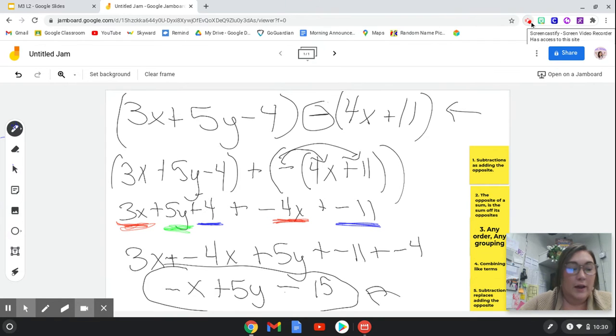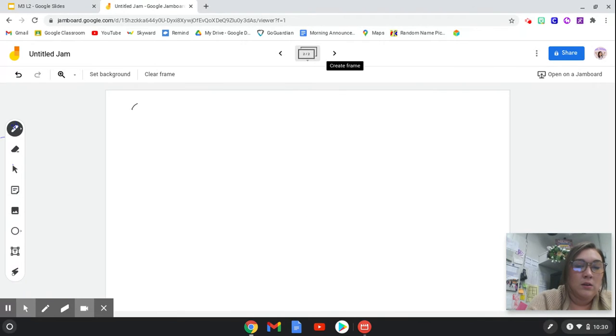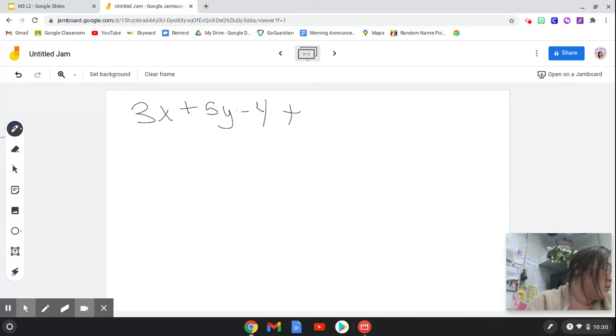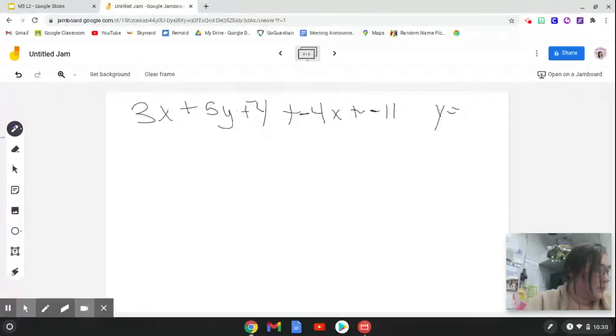Remember, I could go and check that by adding a number in. I could say that x is 2 and y is 6 and plug it in. So I could say 3x, let's see, plus 5y minus 4 plus 4 plus negative 4x plus negative 11, and I could say y equals, what was it? What did I say? 6. X equals 2. Plug it in.